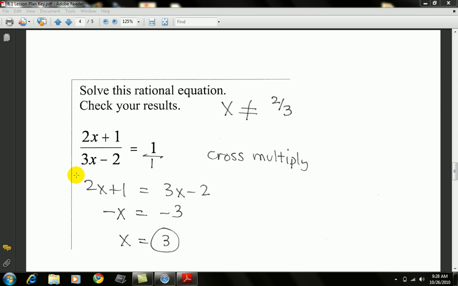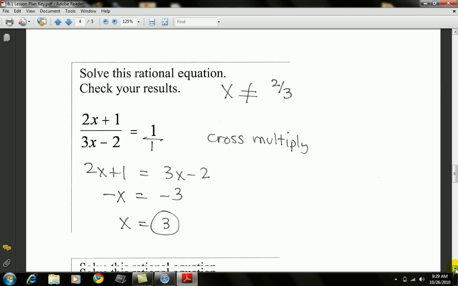Now, once we cross multiply, this times 1 and this times 1, we get 2x plus 1 equals 3x minus 2. When we move things around, we end up getting a negative 1x on this side and a negative 3 on this side. When we divide by negative 1 on both sides of the equation, we get x is 3. And the reason I accept that answer, I call that my circle of trust, is it is not the restricted value. Okay, let's move on down.